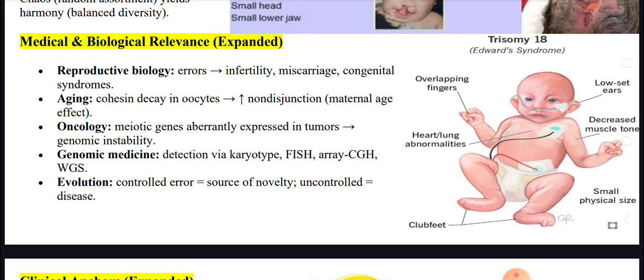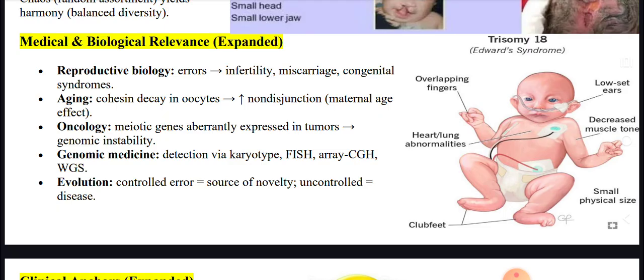There's this concept mentioned in the notes, emergent order. It's the idea that out of the seeming chaos of random assortment and recombination, a beautiful functional harmony emerges, this balanced diversity that fuels evolution. Life uses controlled error, in a way, as a source of innovation. Controlled chaos yielding harmony. I like that.